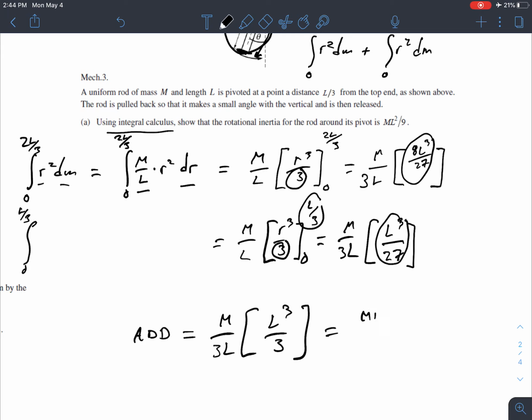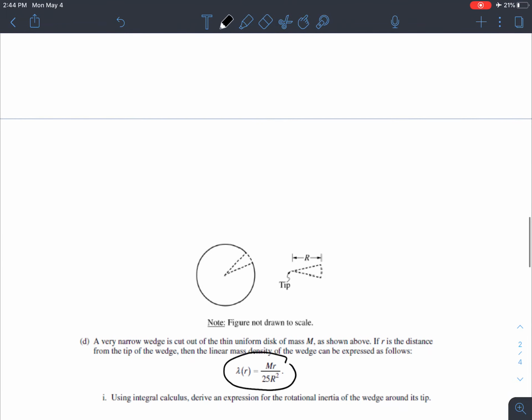And one of the L's cancels out, so I get ML squared over 9. And that was the target right there. All right, so not too bad. There's some fractions there, but knowing how to get that set up is important.